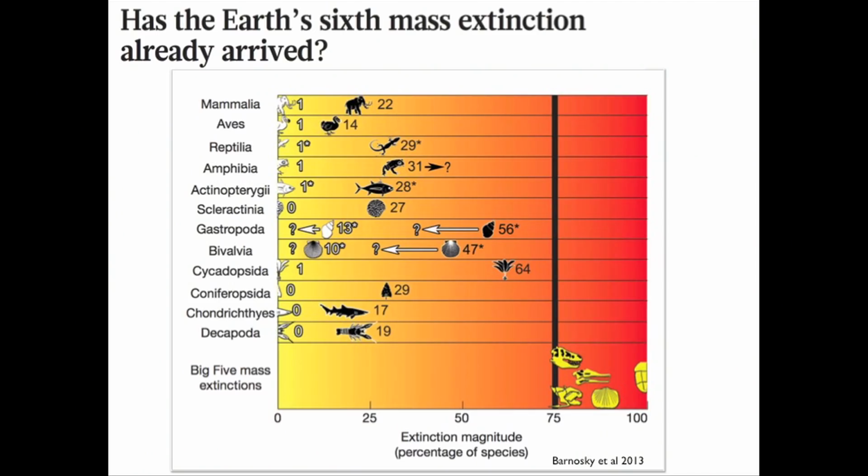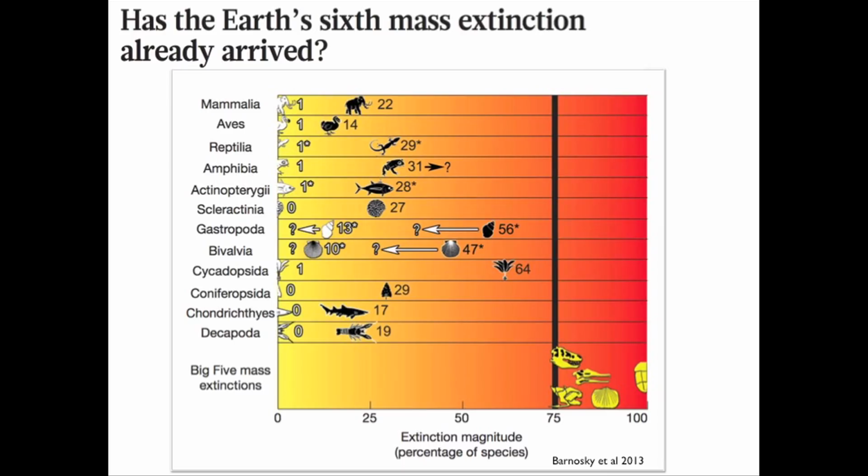But can we say that we're in a mass extinction by just looking at the last 100 or even 1,000 years? It's really hard to say. This is a paper that came out a couple of years ago asking, has the Earth's sixth mass extinction already arrived? What these folks did is they looked at some major groups of organisms: bivalves, things like clams and scallops, gastropods, our snails, amphibians, reptiles, birds, mammals, sharks, decapods like lobsters. And they tried to look at the percentage of things that had gone extinct.